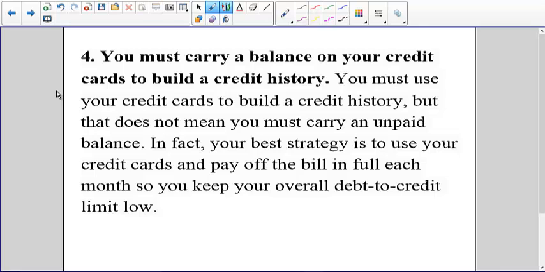So if you pay off your credit card every month, that doesn't get counted against you because you're not carrying a balance. So as it says, the best strategy is to use your credit card and pay off the bill in full each month so that you keep your overall debt to credit ratio low and you're not paying interest on any of the money.